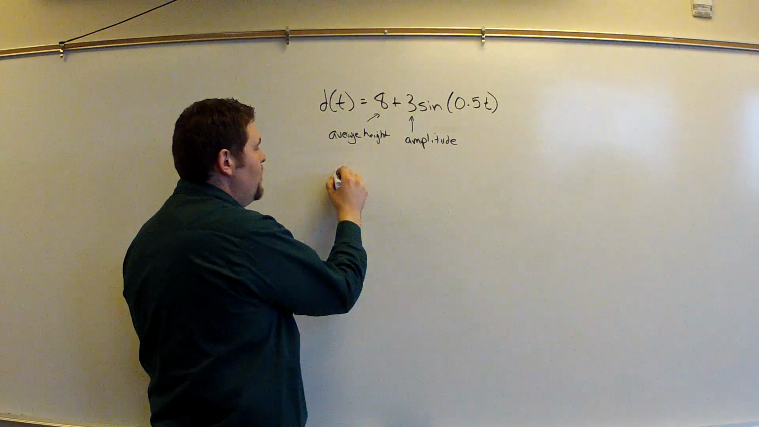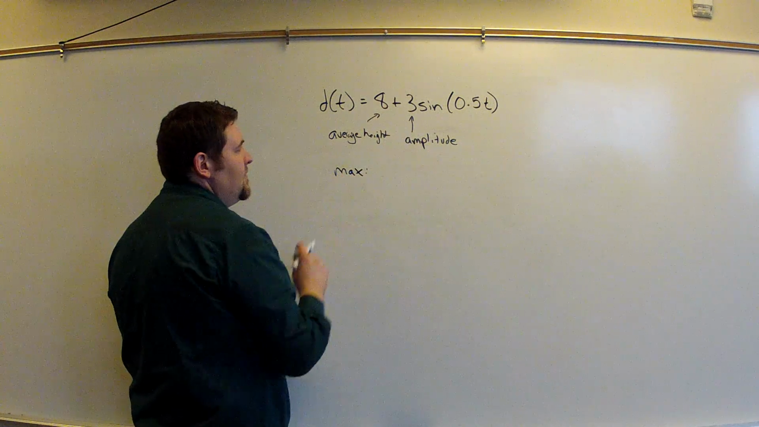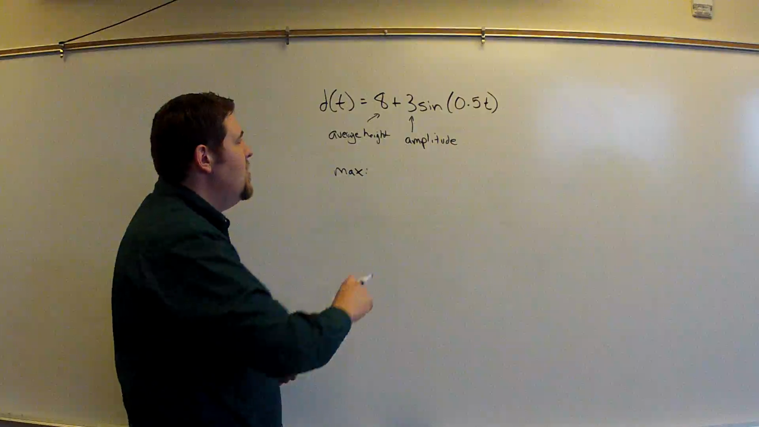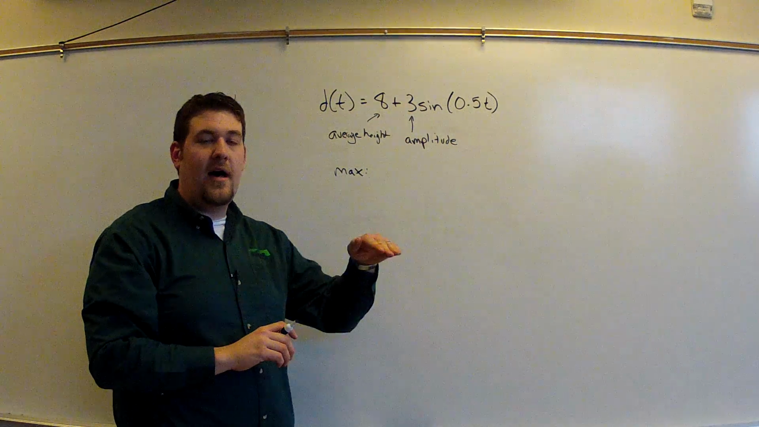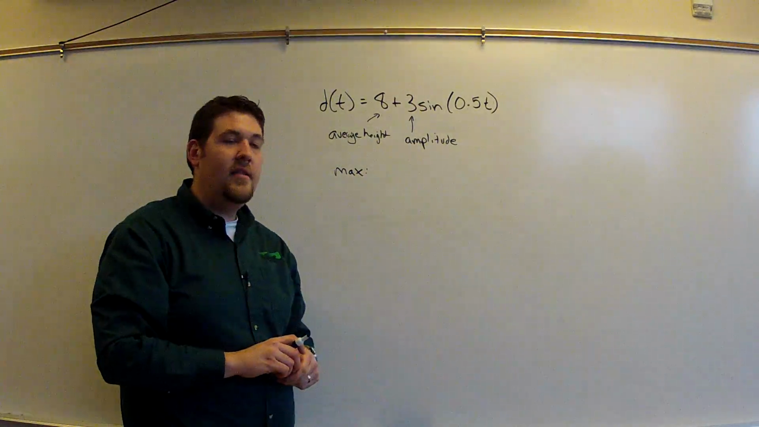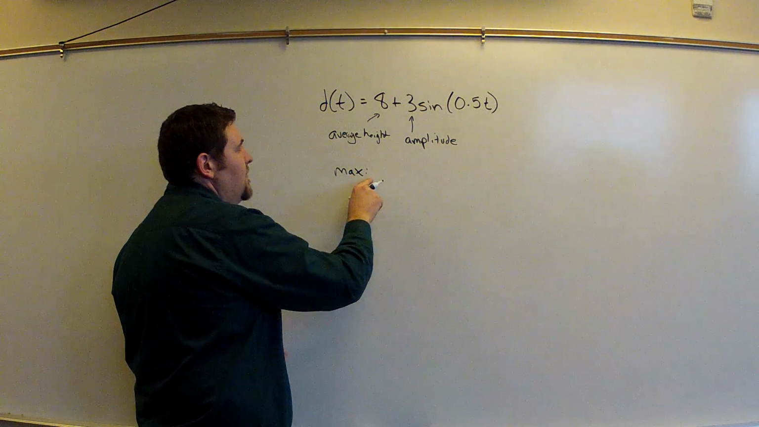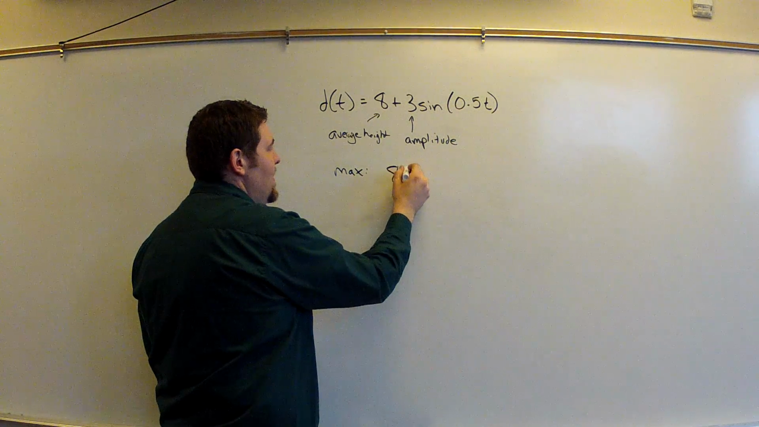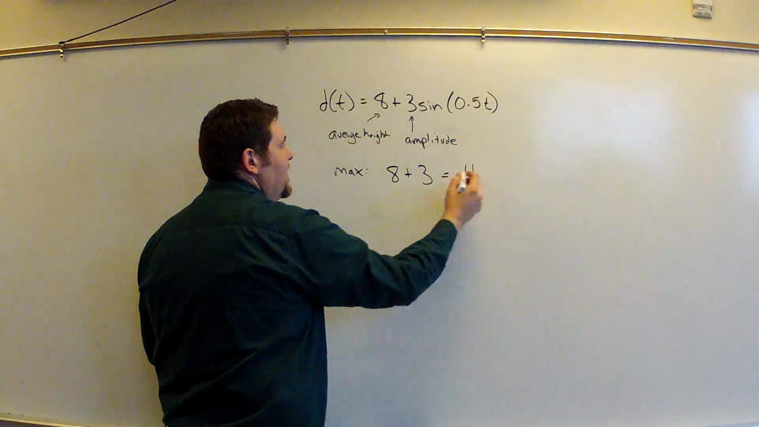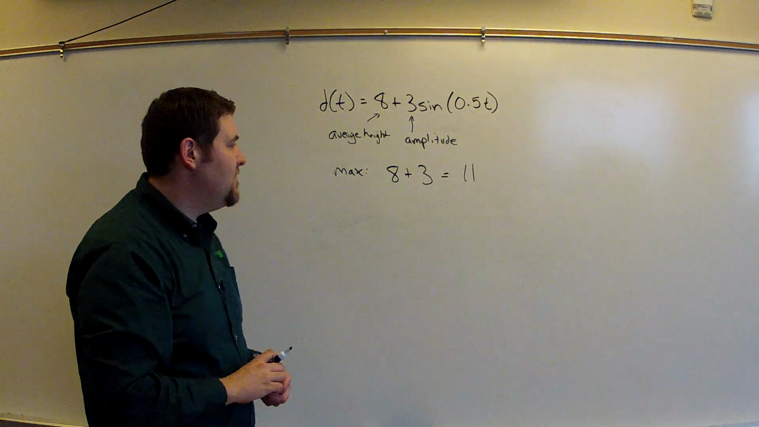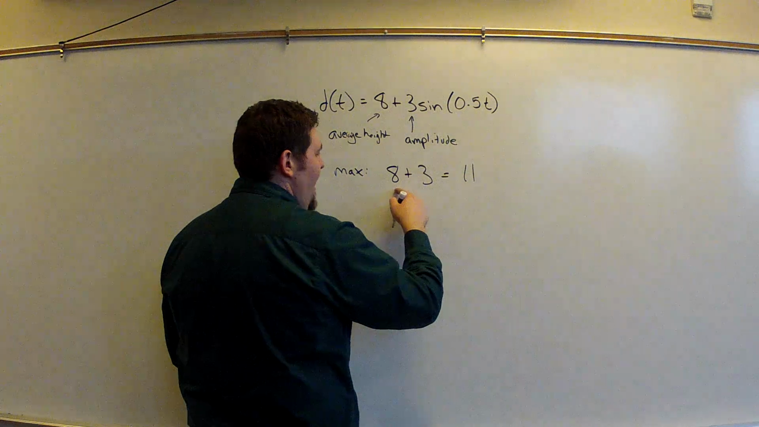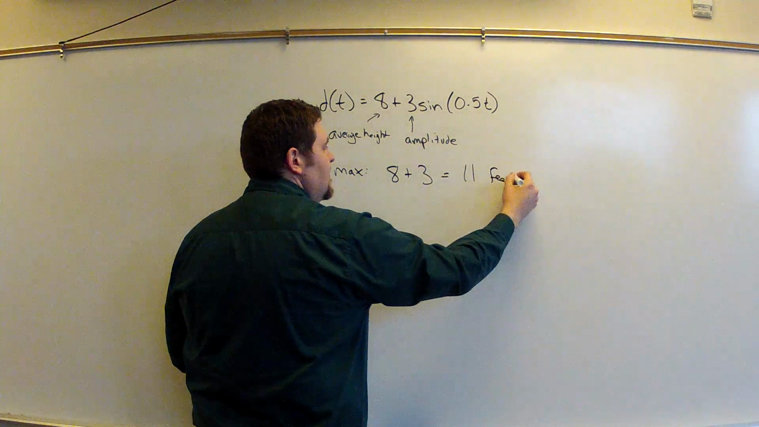Therefore, we can find when we're at a maximum height or a maximum depth. The maximum depth will be reached when the average height is added to the amplitude. Amplitude gives us the height above and the height below the average height. So this maximum value would then occur at 8 plus 3, or 11. Let's give this a unit as well. Let's call this feet. So this will be the depth in feet in a harbor. So we could say that we'd reach a maximum depth of 11 feet.